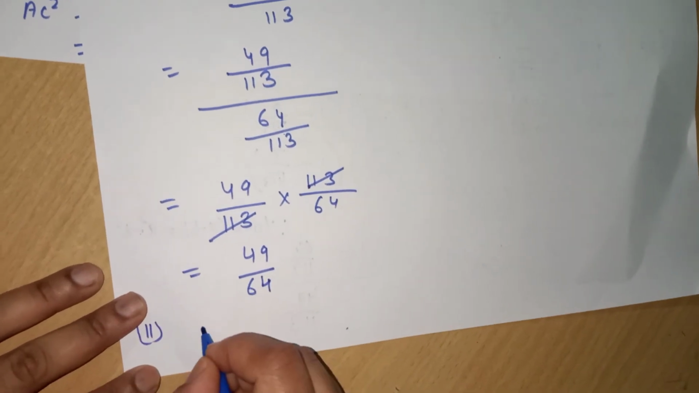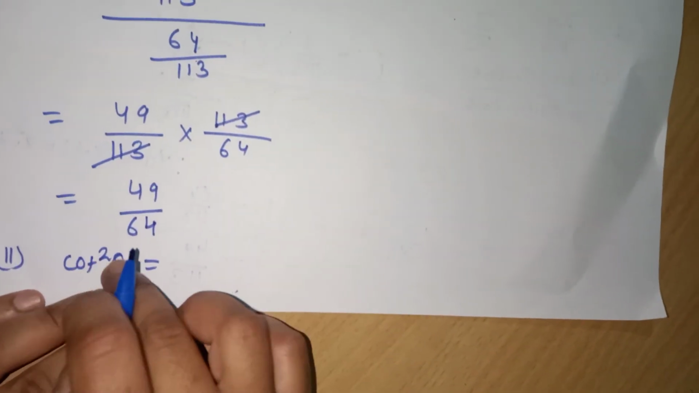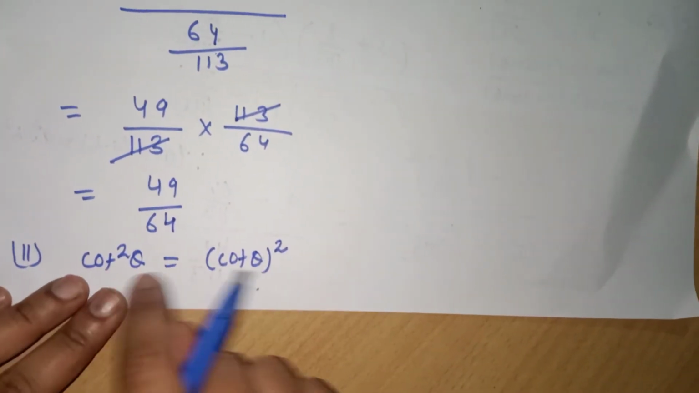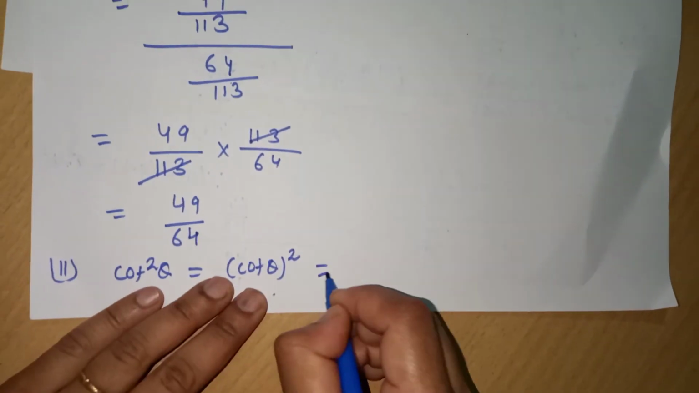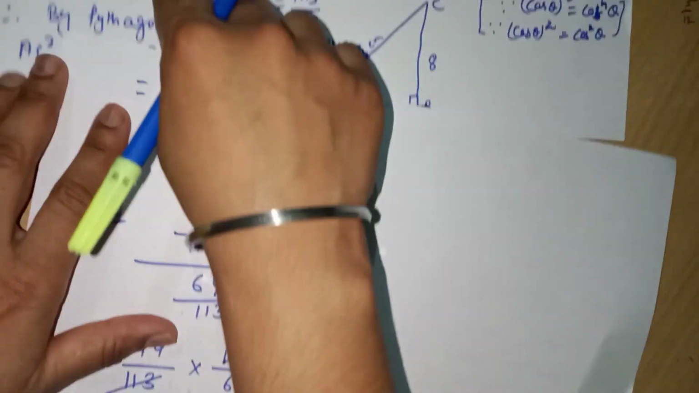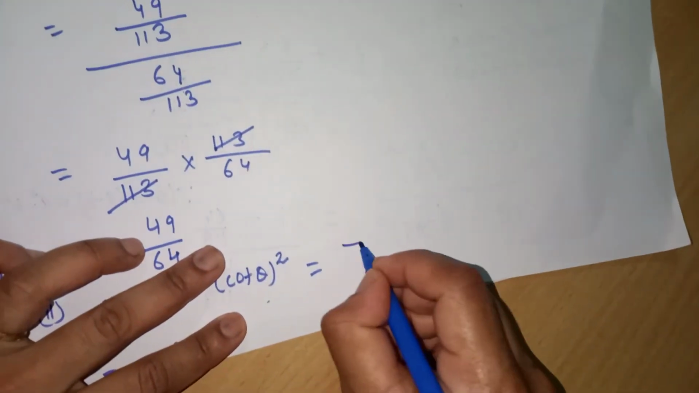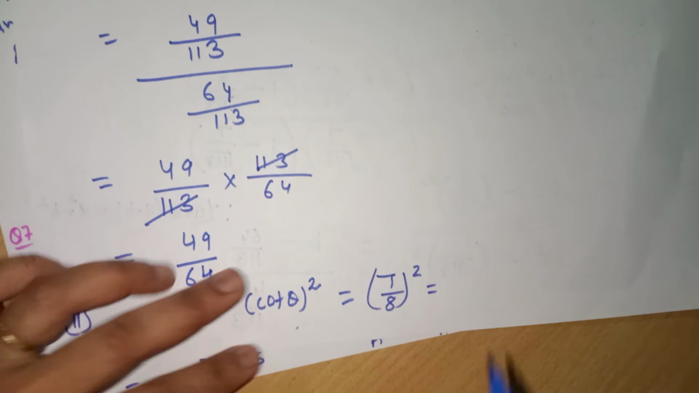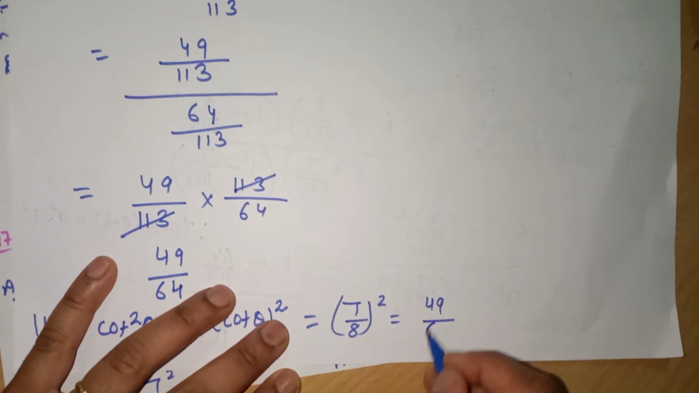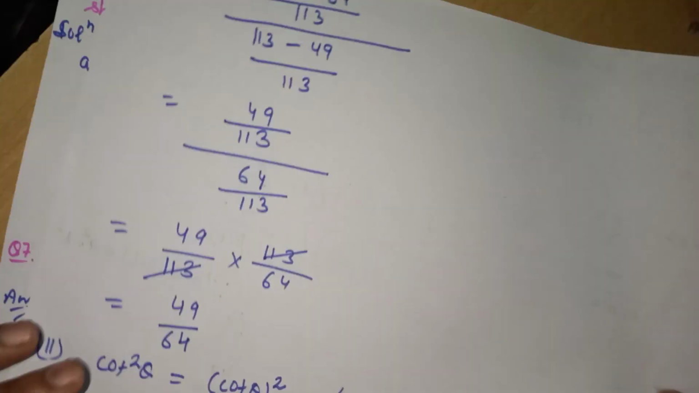Now the second part is to find the value of cot square theta. As I told you, cot square theta is equal to cot theta whole square. If we write this, both have the same meaning. Now we already have been given the value of cot theta in the question. So what is cot theta? 7/8. So we will find its square and we have the answer of the second part also. The square of 7 is 49 and the square of 8 is 64. So we have solved both parts of question number 7 here.